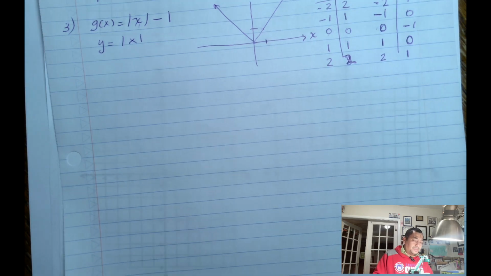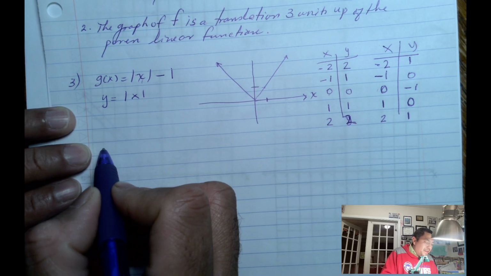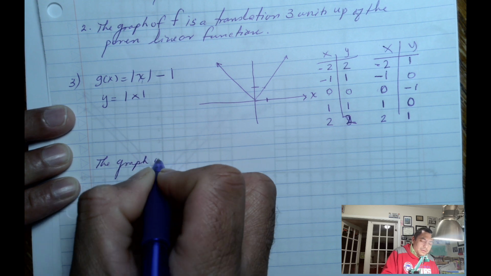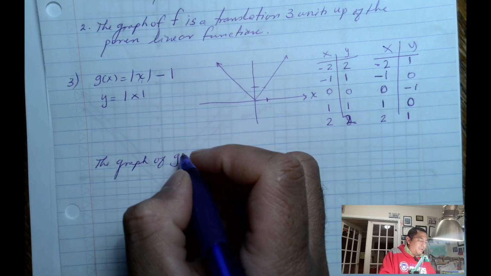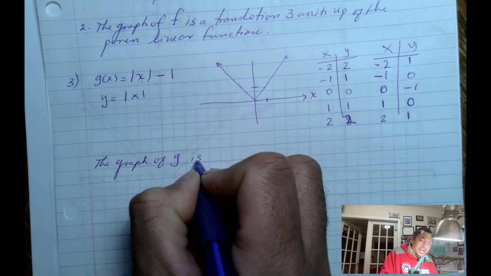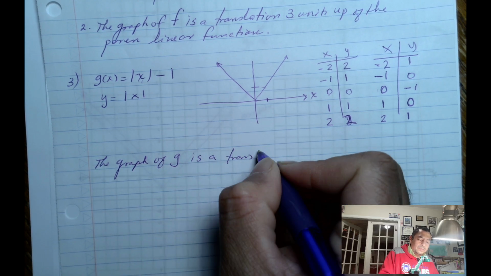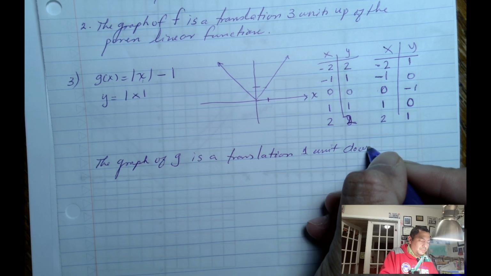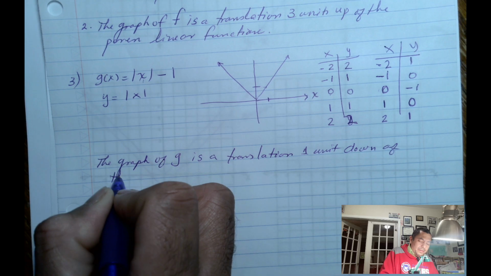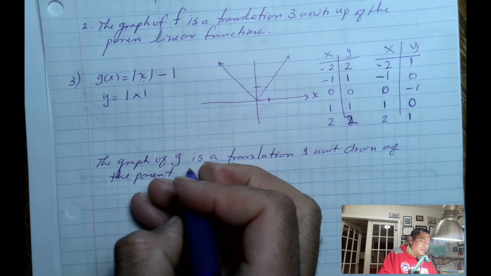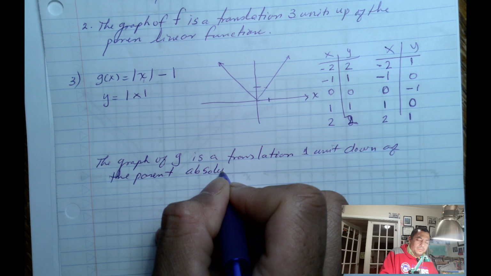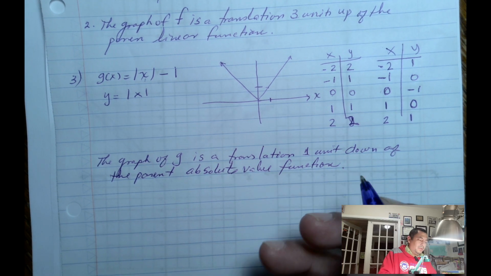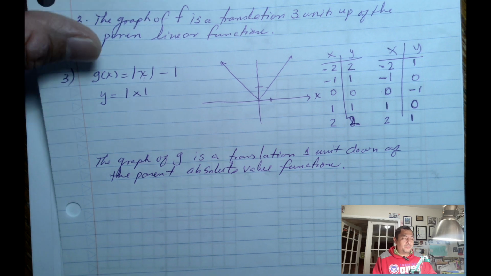So what will be the transformation for number 3? For number 3, the graph of g went down, in this case, and the graph of g is a translation 1 unit down of the parent absolute value function. That's the solution for problem number 3. Let's move to problem number 4.